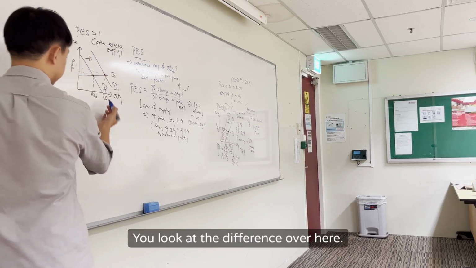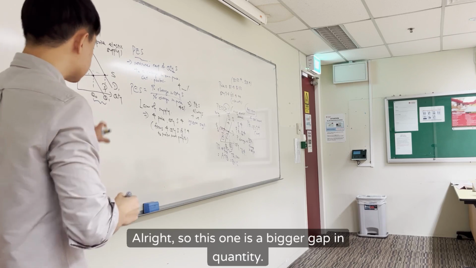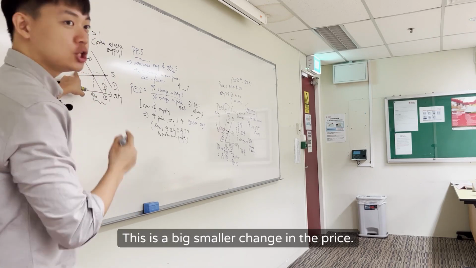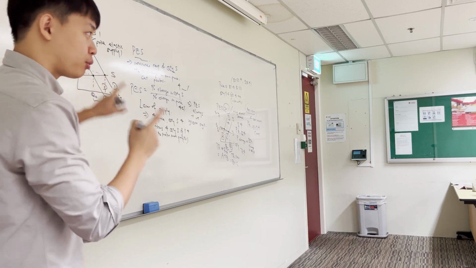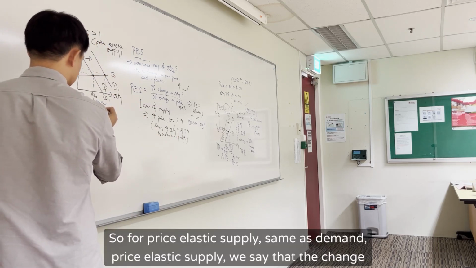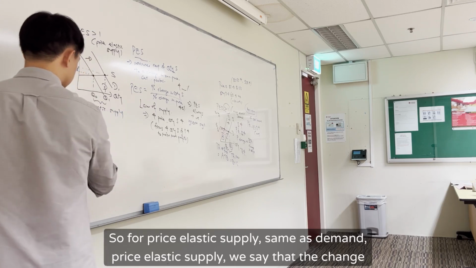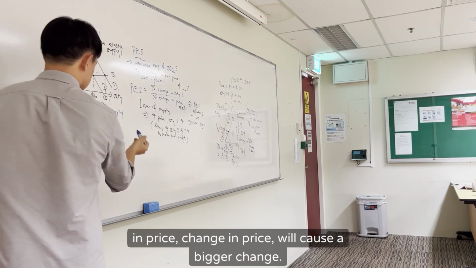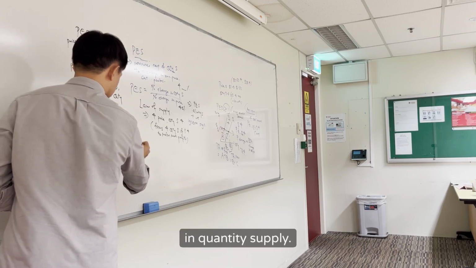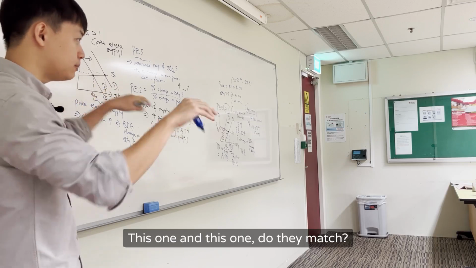You look at the difference over here. This one is a bigger gap in quantity. This is a smaller change in the price. So for price elastic supply, same as demand, we say that the change in price will cause a bigger change in quantity supplied. And does this show this? This one and this one, do they match?